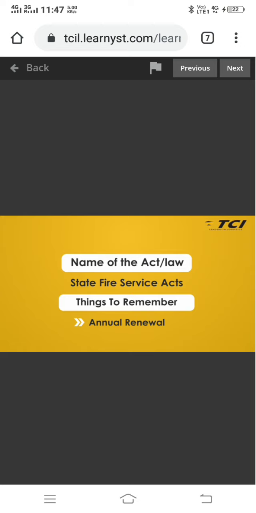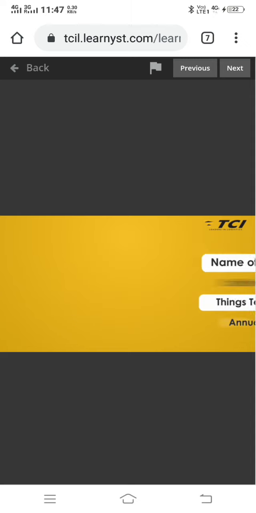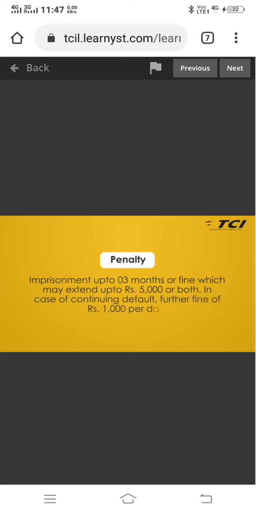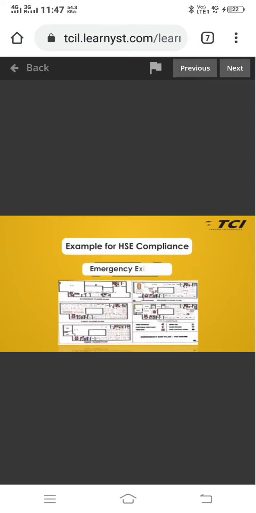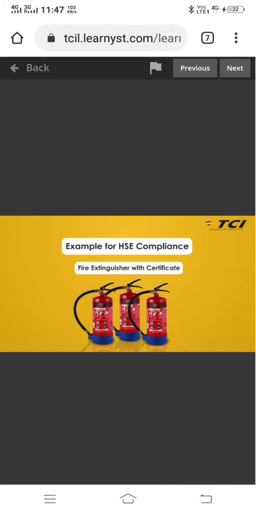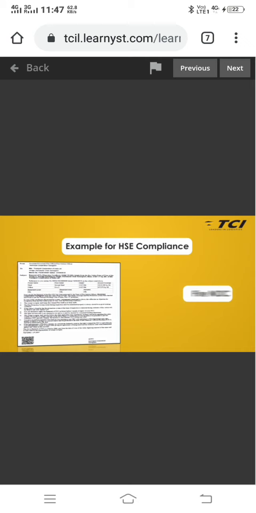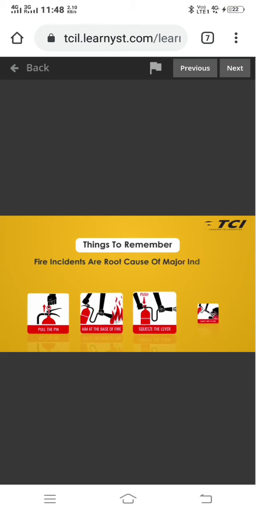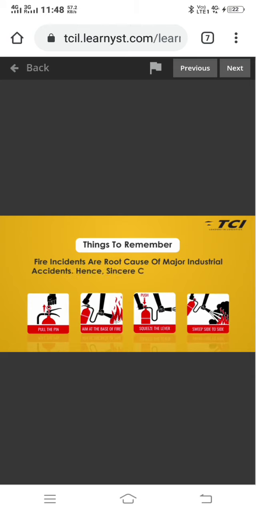Otherwise, there shall be a penalty of imprisonment up to 3 months or fine of rupees 5,000 or both. In case of continued default, there is a further fine of rupees 1,000 per day. This is how the display of the emergency exit plan, renewal of extinguishers and fire NOC are to be made. One needs to remember that fire incidents are the root cause of major industrial accidents. Hence, sincere countermeasures are the need of the hour.